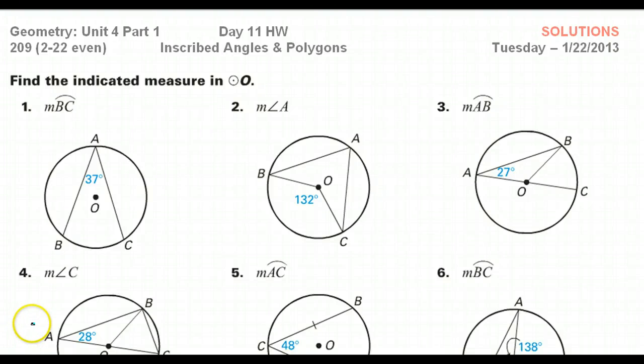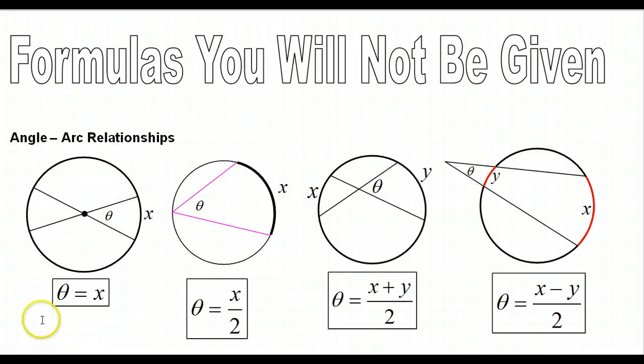All right, this is day 11, and this lesson will be yet another lesson pertaining to circles and specifically the relationships between angles and the arcs they intercept. Just as a quick review, there were four basic relationships that you definitely have to memorize, and once again, they are when the vertex of the angle is at the center, the angle and the arc measure are equal.